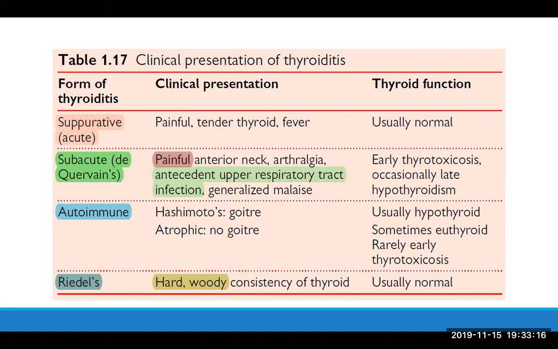Subacute or de Quervain thyroiditis is the subject of a lot of questions, because they give a scenario of thyrotoxicosis: TSH is low, T3 and T4 are elevated, but they mention a painful thyroid. It may be preceded by an upper respiratory tract infection and generalized malaise, and thyroid function tests show thyrotoxicosis. This is de Quervain thyroiditis and it is treated by just non-steroidal anti-inflammatory drugs. ESR is very important in this scenario because it is elevated.